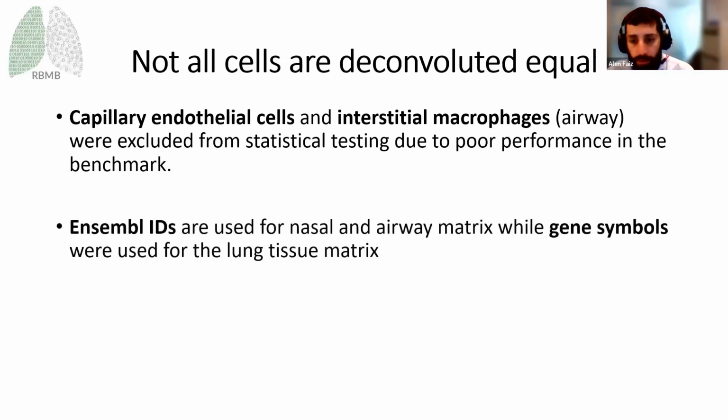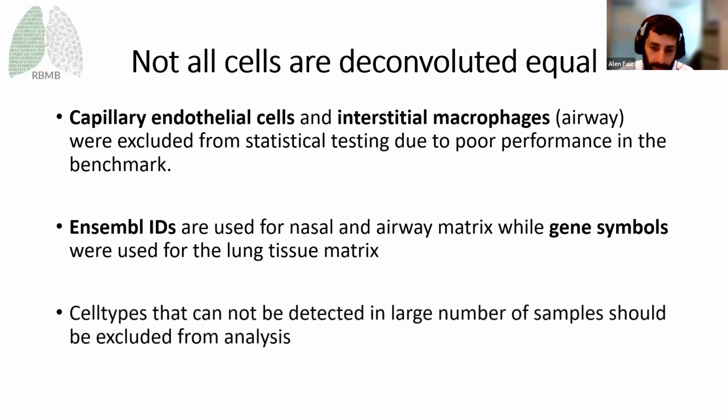It's also important to remember the platforms. So for the nasal and airway matrices for the deconvolution, they are using Ensembl IDs, while the lung tissue matrix is using gene symbols.